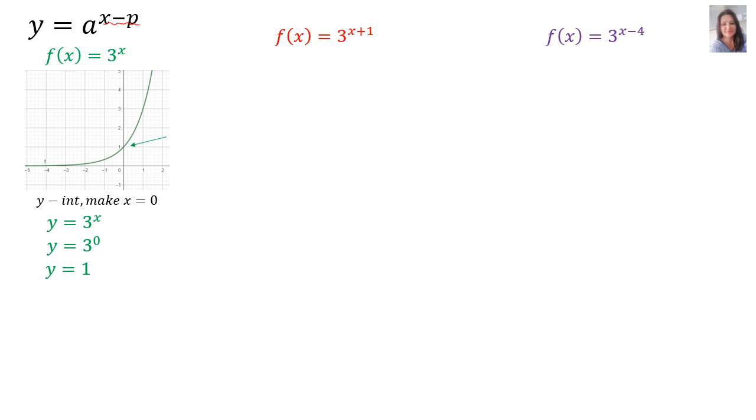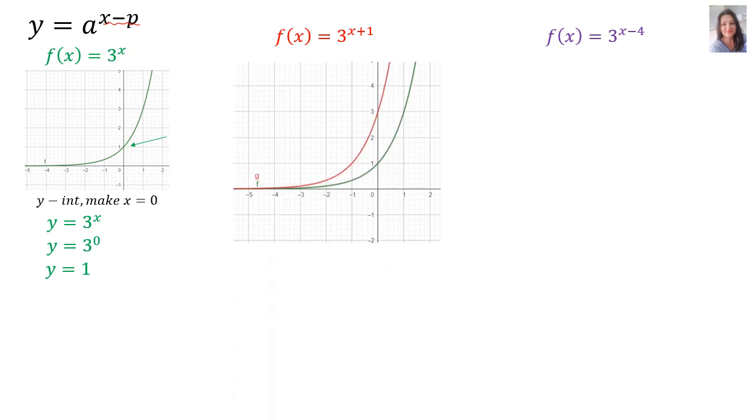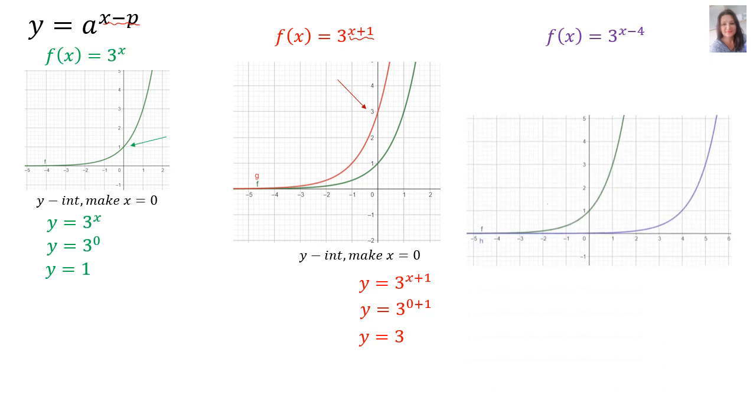Now let's go to f of x is 3 to the x plus 1. So now suddenly I added plus 1 to the x. Now see what happens. Your y-intercept: make x 0. Y is 3 to the x plus 1. Make x 0. 3 to the 0 plus 1 is just 3 to the 1, which is just 3. So can you see your red graph, the y-intercept is now the point (0, 3). The purple graph, there was your y-intercept.